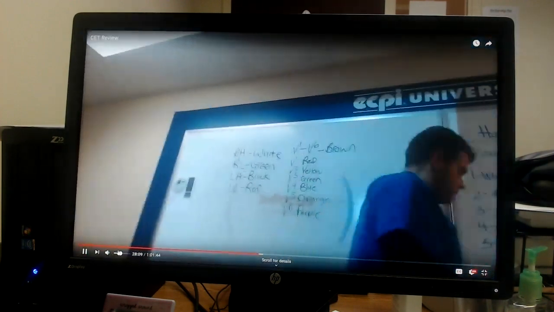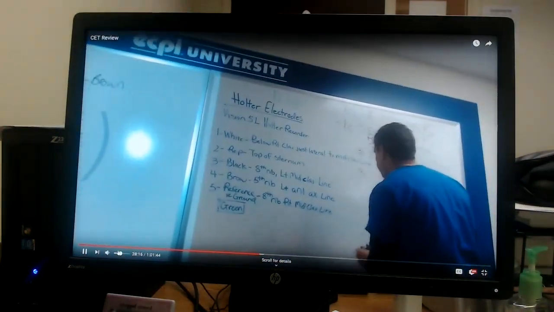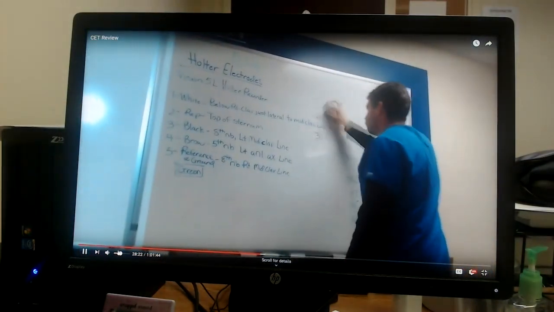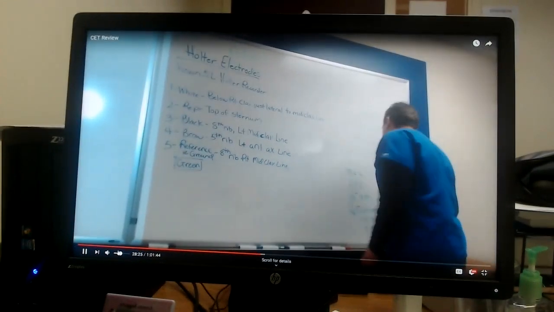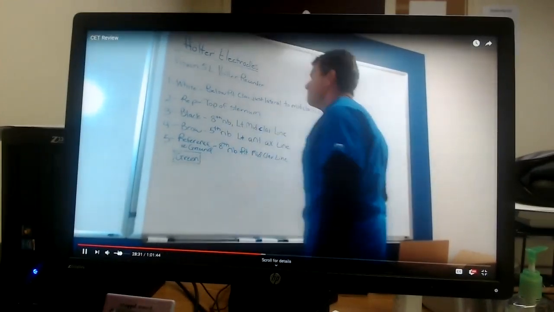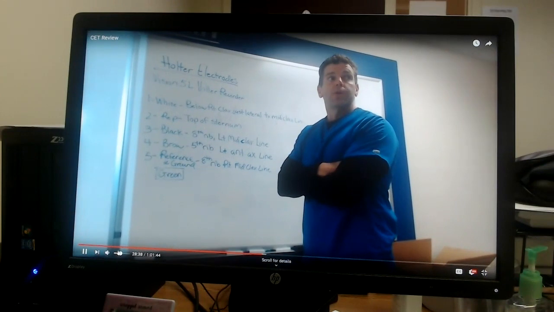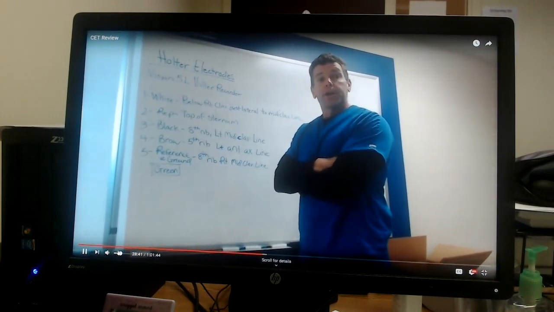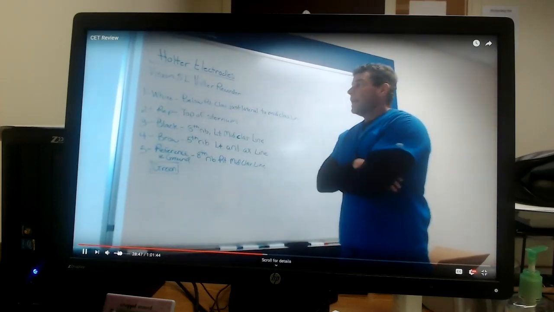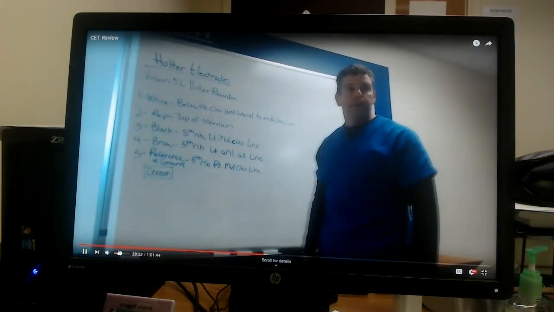Now, this is the Holter monitor practice unit that we have. We actually have a practice Holter here. And the thing I will tell you guys is make sure if you do Holter monitoring that you go by the manufacturer standard. But the one that we have, the white electrode is below the right clavicle, just lateral to the mid clavicular line.